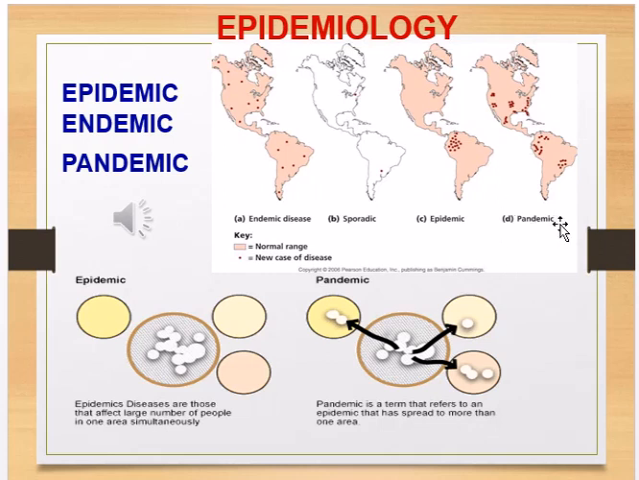Now a pandemic is the spread of disease worldwide. It spreads from one region to another and spreads rapidly, and such diseases are called pandemic. For example, right now we see this coronavirus is one of the pandemic diseases which is spreading across the world and infecting every population. So this coronavirus, Corona 19, is a pandemic disease.